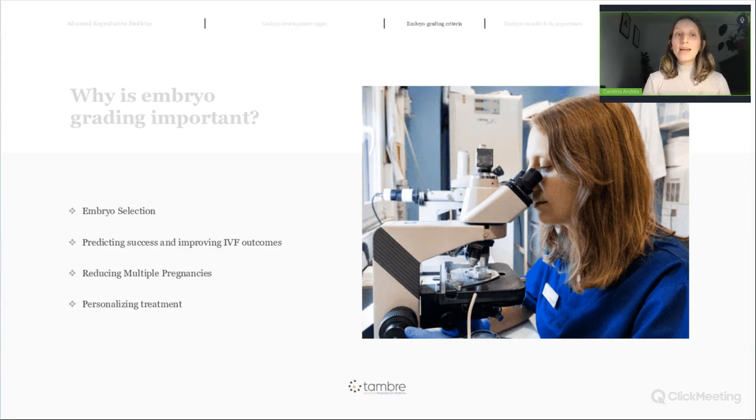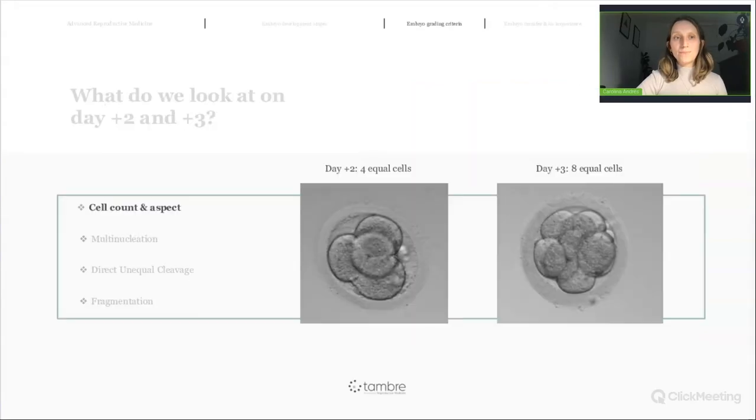Embryo grading is very important because it allows us a better embryo selection, and a better embryo selection will help us improve our IVF outcomes. Additionally, it will also help us reduce multiple pregnancies, because our aim is to transfer the best embryo to lead to a pregnancy and avoid transferring more than one embryo. So how will we evaluate the embryos during the following days?